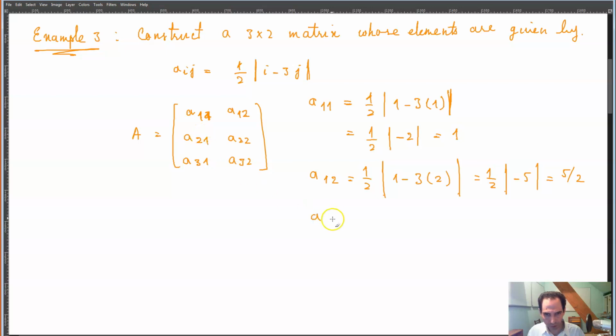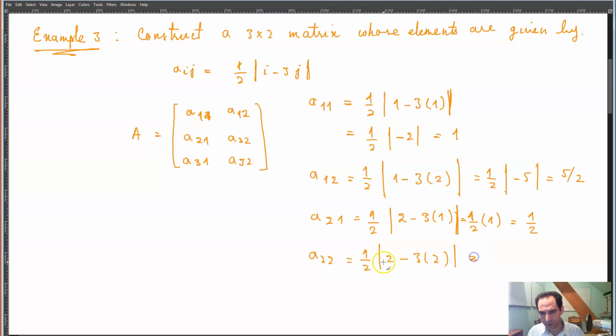A of 2 1 is going to give me 1/2 times the absolute value of 2 minus 3 times 1. Now this is 2 minus 3, which is equal to negative 1. The absolute value of negative 1 is 1, so that is 1/2 times 1, which is equal to 1/2. A of 2 2 is equal to 1/2 times the absolute value of 2 minus 3 times 2, which is 2 minus 6, which is equal to negative 4. The absolute value of negative 4 is positive 4. 4 divided by 2 is equal to 2.